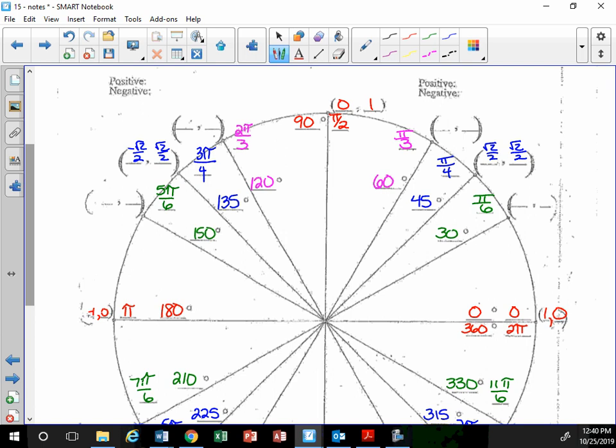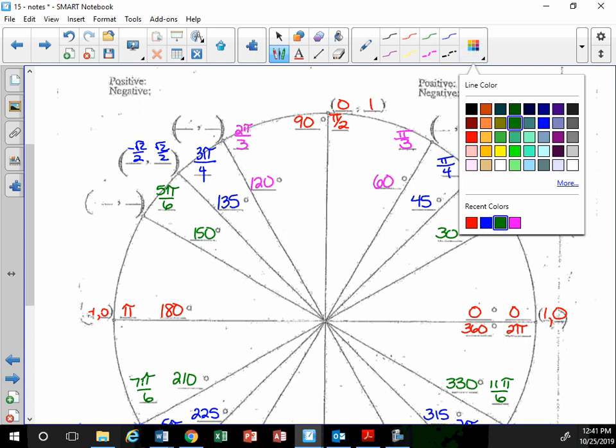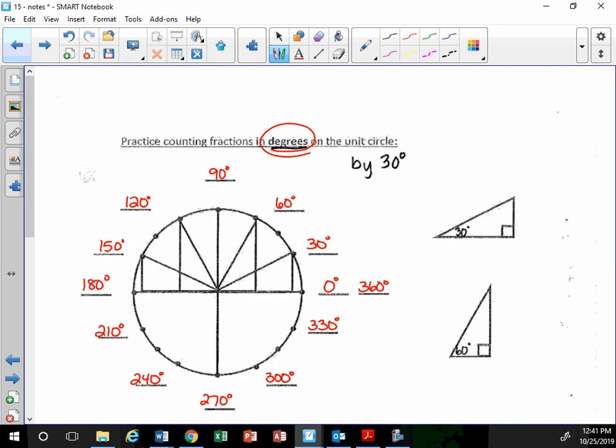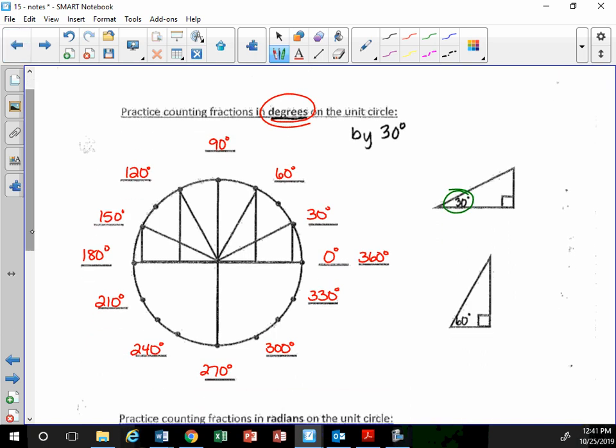All right. We've got to do the remaining 2 special right triangles. So let's look at 30 degrees first. So here's my 30 degrees. Again, the radius is 1. That's the hypotenuse. And I've got an x and I've got a y.